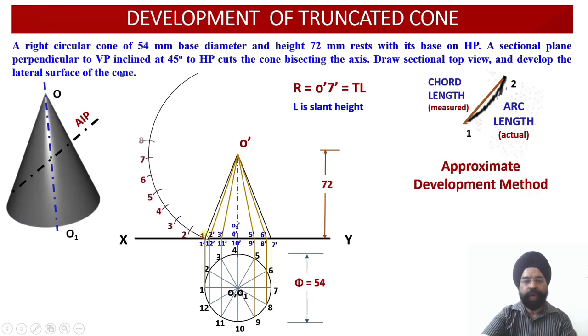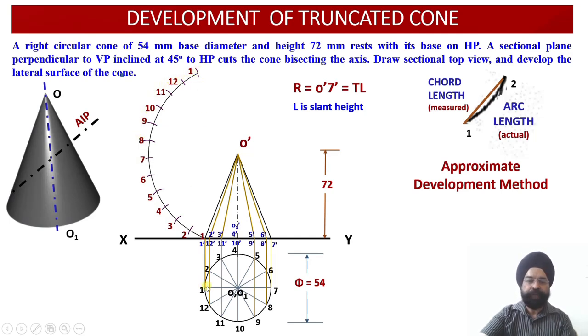Now, as I told you, we have measured the chord length. Ideally it should be the arc length, but we have measured the chord length. So 12 arcs we are going to draw. Starting from 1, my radius of the arc is this one, O dash 1 dash or O dash 7 dash, and then 12 arcs have been marked. Starting from 1, 2, 3, 4, 5, 6, 7, 8, 9, 10, 11, 12, and again you get back to 1.